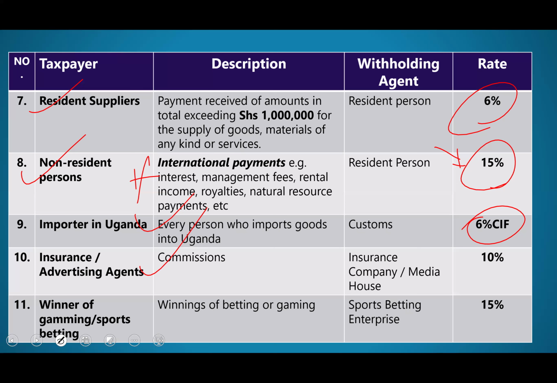Then insurance. We are seeing these insurance brokers and advertising agents. The commission they earn comes with 10%. Before you pay the commission, the insurance company will deduct 10%, which is withholding tax. Lotteries and gaming. Some of you may want to also serve people that are in betting, gaming. We have the Lotteries and Gaming Act of 2016, which stipulates the taxes payable on winnings of betting or gaming. Before you pay the winner, remove 15% for URA.